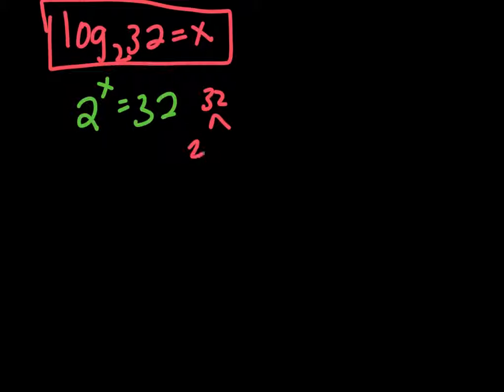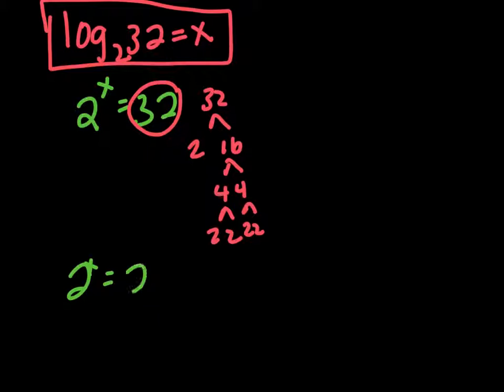2 goes into 32 16 times. 16 is 4 and 4. 2 and 2, 2 and 2. So I can rewrite 32 as 2 to the 5th. And once my bases are the same, my x equals 5. Okay, that's my first example.